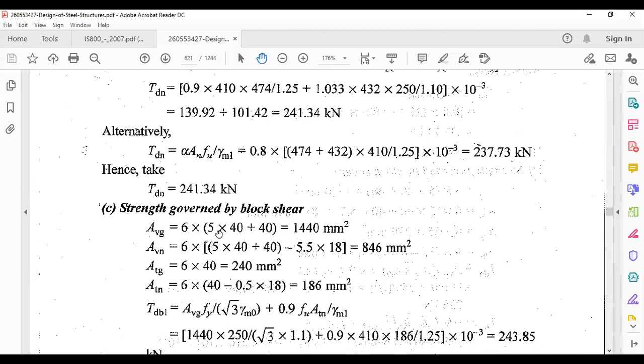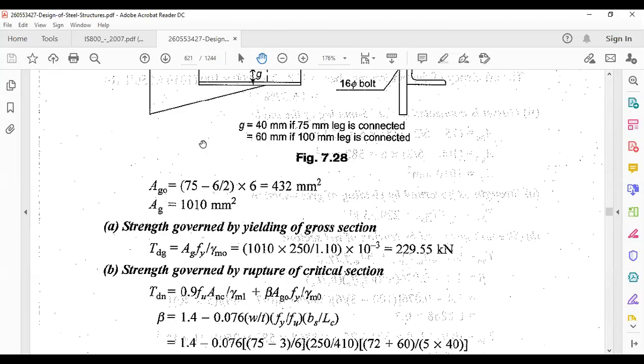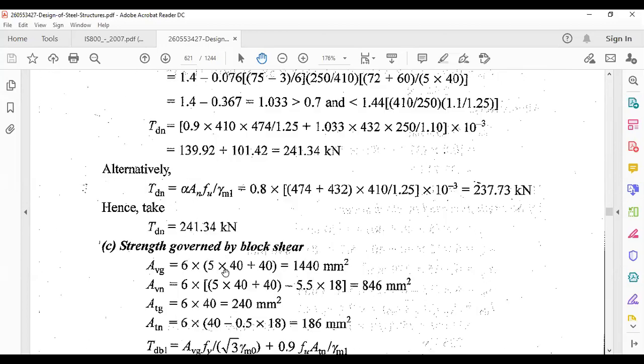So 5 into 40, these are the pitch distances you have here, plus this end distance of 40 mm again. So (5 into 40 plus 40) into the thickness of the angle section, 1440. This is the gross area along the shearing plane.